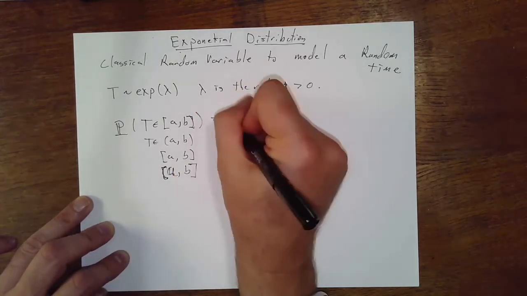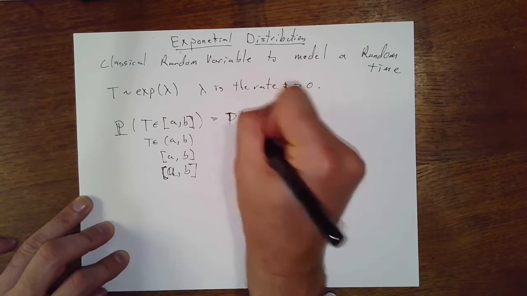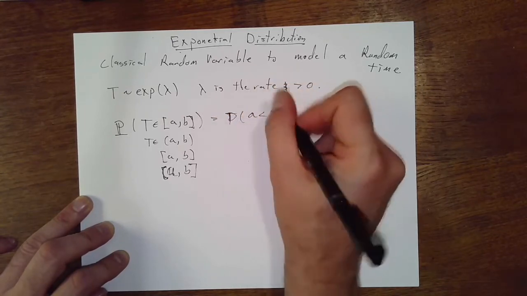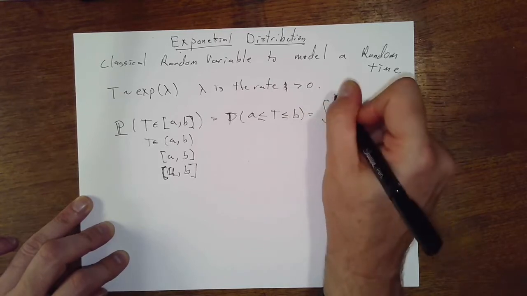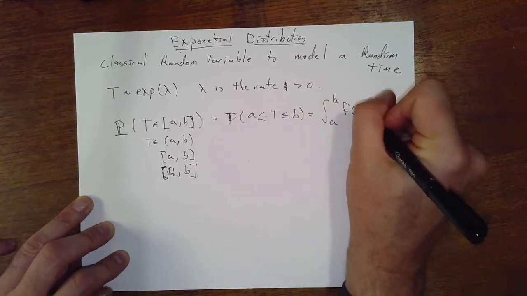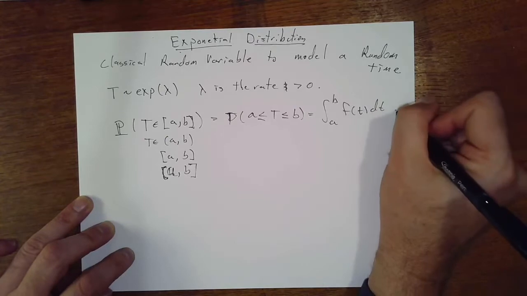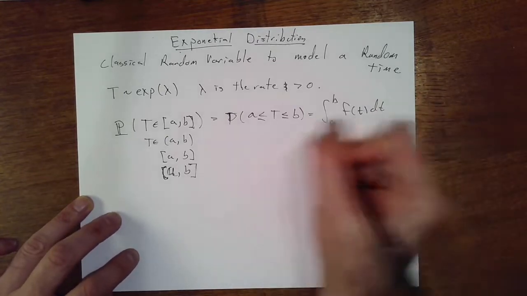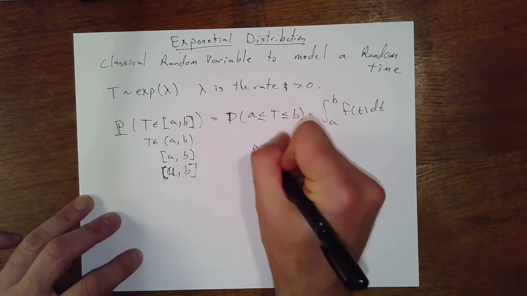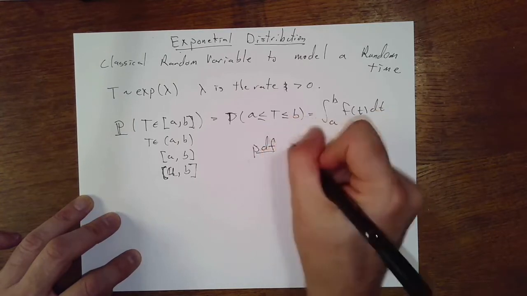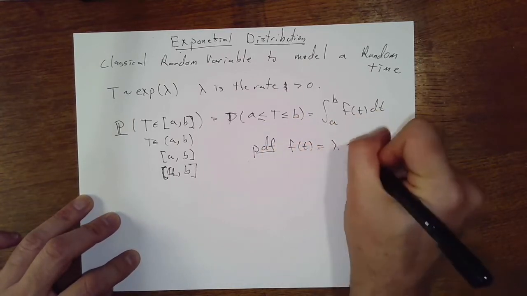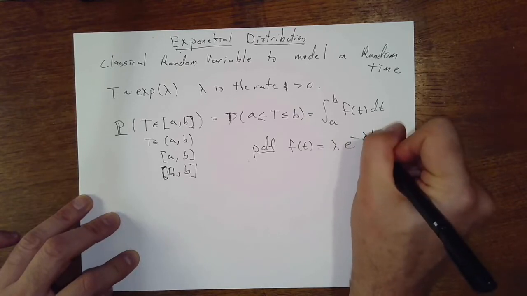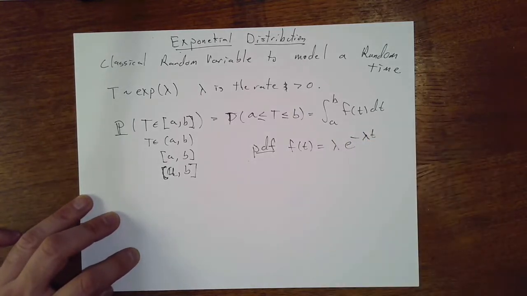Well, the probability that t is in the interval ab, that is to say that t is greater than a but less than b, is just the integral from a to b of the PDF, the probability density function f of t of the exponential random variable. Now for the exponential random variable, the PDF, which again we're denoting f of t here, is lambda e to the minus lambda t. All right? And again, lambda is called the rate.